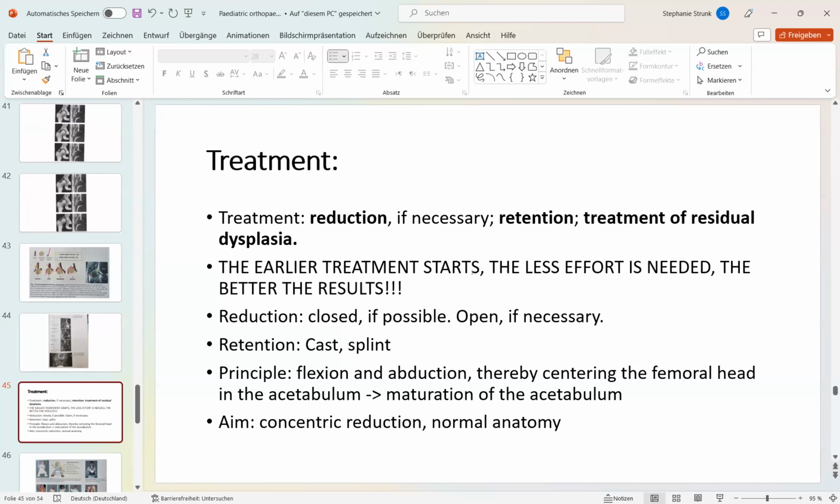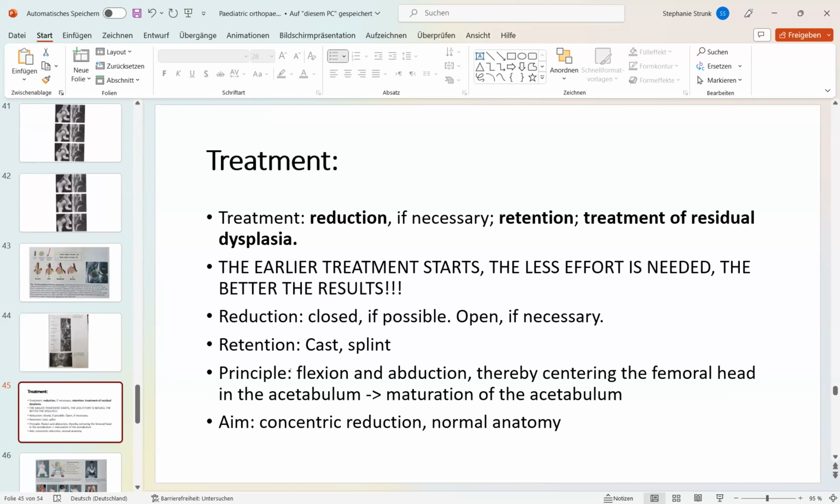So the earlier treatment starts, the less effort is needed and the better the results are. So I really think all newborns should be screened in week 1. It doesn't harm them. It does not hurt them. It's such a harmless method, and you can so easily treat them. So closed reduction is possible, open if necessary, very, very rarely. Retention in a cast or a splint, depending on how bad it is.